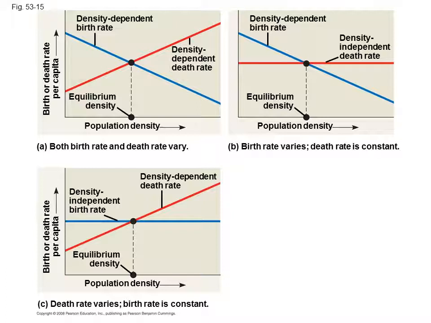And we can see again both birth rate and death rate vary. If the death rate is constant, which we see in this one, and the birth rate varies, then what you're going to get is a density-dependent curve right here. And if we have a density-independent one, the death rate may vary, but the birth rate remains constant. And as the death rate decreases, the population size would increase.